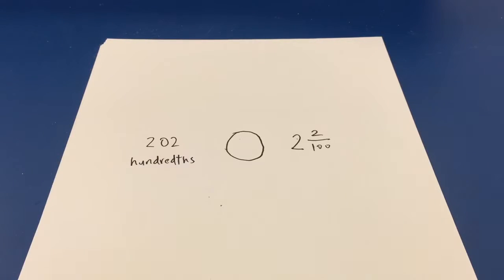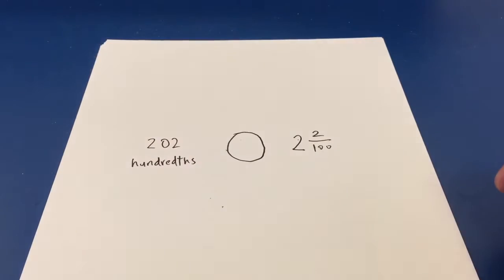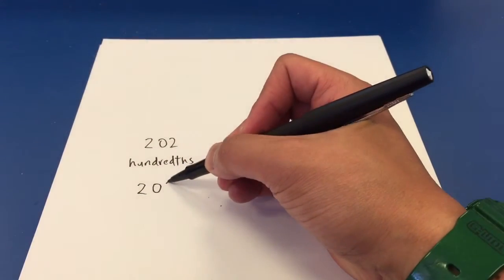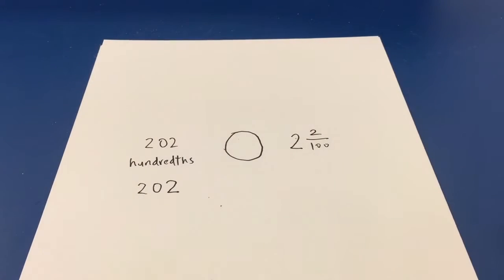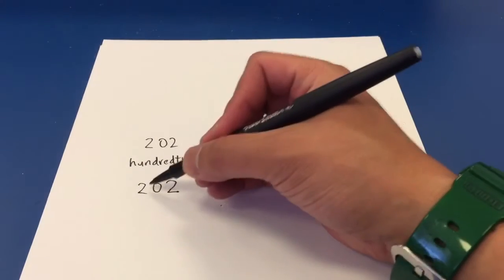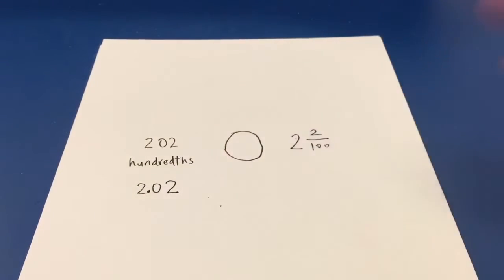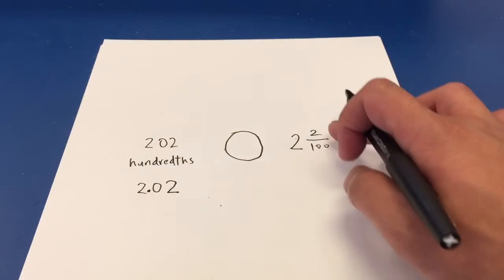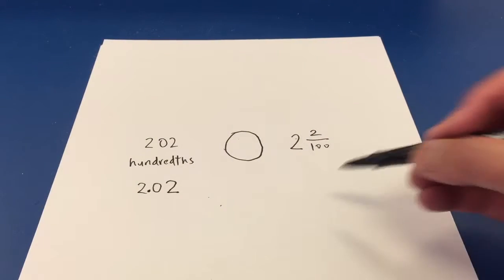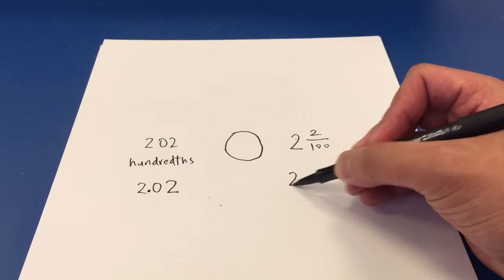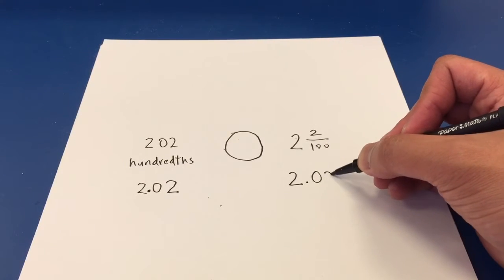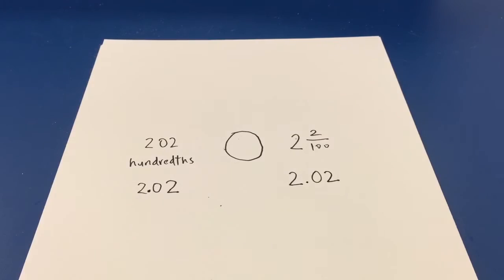So I have 202 hundredths here, and the way that I turn that into a decimal is I have 202, and to put a decimal in the hundredths place, it would be here. So my decimal for 202 hundredths would be 2 and 2 hundredths. Now here, 2 and 2 over 100, to make that into a decimal, I know my whole number is 2. 2 hundredths as a decimal is 2 hundredths.